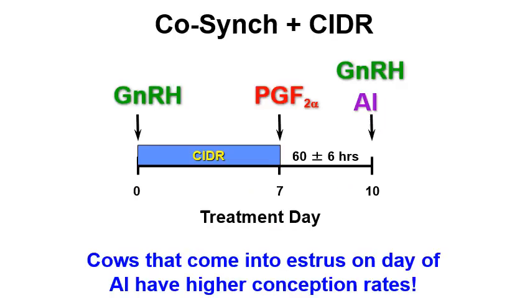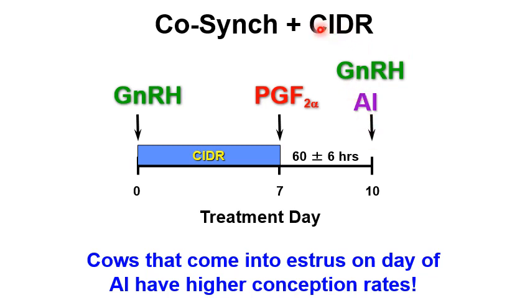So this is a diagram of our Co-Synch, and we actually do this together with CIDR. So this is Co-Synch plus CIDR. Again, when we say Co-Synch, that is synonymous with Ovsynch, but in Co-Synch, the second injection of GnRH and the AI are performed together or in close interval. So again, we administer GnRH at random, and we get the animal at day 7 of the estrous cycle. Then we give PGF2 alpha. Then after 60 plus or minus 6 hours, we give a GnRH and we do the AI for those animals that are in heat. So that is a Co-Synch.